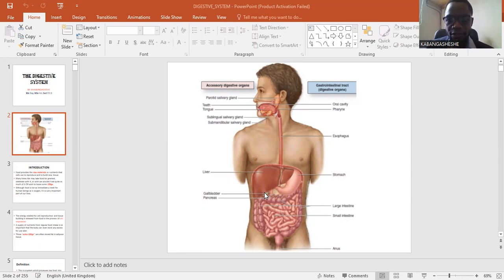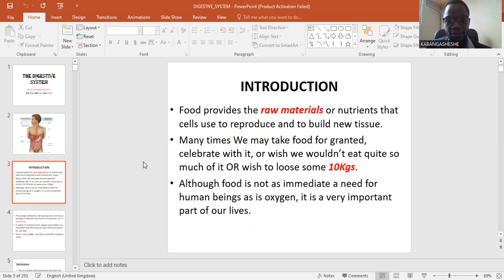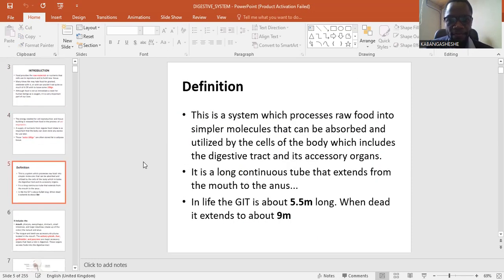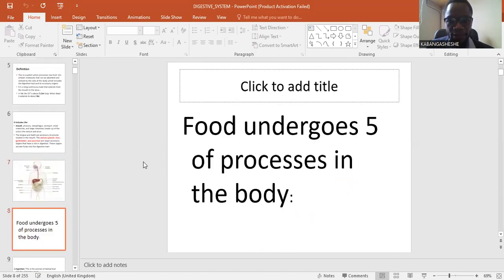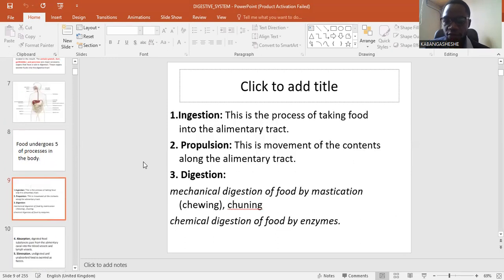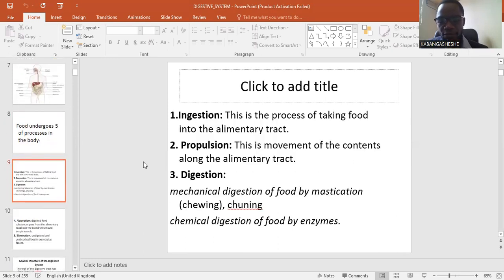Okay, so let's look at some of the essential parts of the digestive system. So, saying it runs from mouth to anus. In addition, we have accessory organs, which I already mentioned. Let's look at the five processes through which food passes in this digestive system.